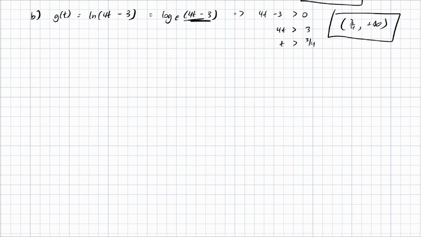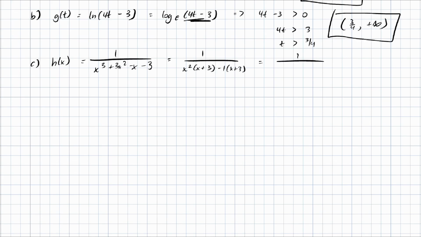Okay, next one. C. I have h of x equals 1 over x cubed plus 3x squared minus x minus 3. So with this question, we're going to factor it. We're going to group it real quick. So you have x squared times (x plus 3) minus 1 times (x plus 3). This becomes 1 over (x squared minus 1)(x plus 3).